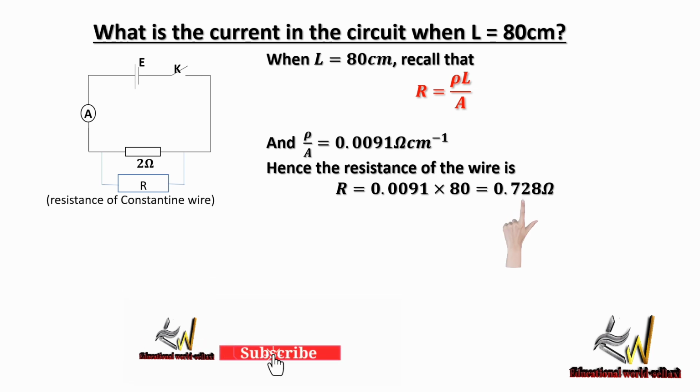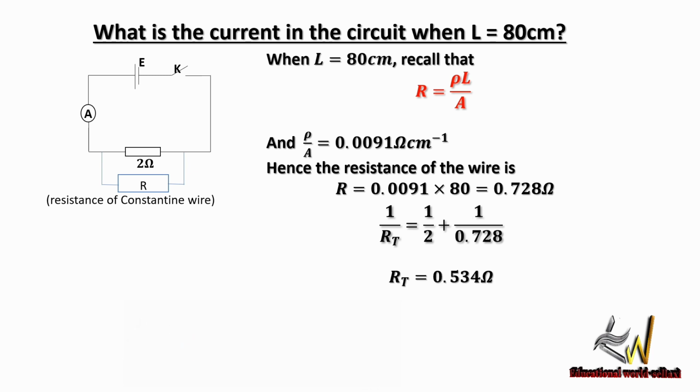Remember, this diagram is very important. That is the resistance of the Constantan wire. So we have to find the total resistance of the circuit, and this is a resistance in parallel. So the total resistance in parallel is what?